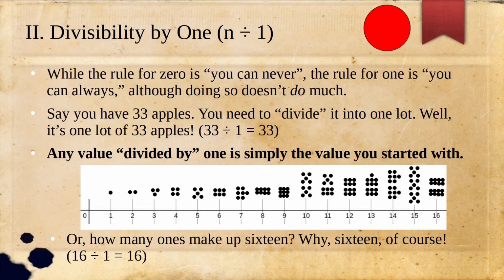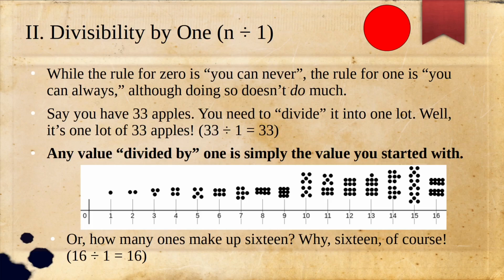Second stop on our itinerary, divisibility by 1. We go from impossible to trivial, from you can never to you can always, although it doesn't do much. Let's say you have 33 apples that you want to divide into one lot. Well, it's one lot of 33 apples.